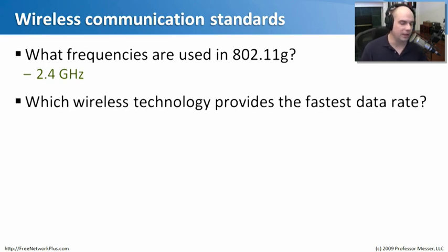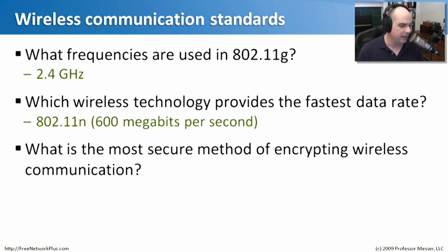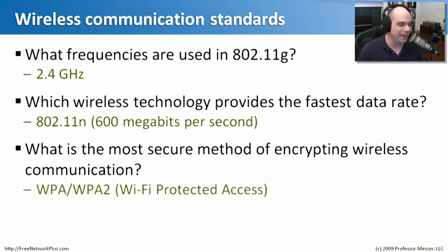Which wireless technology provides the fastest data rate? There were four that we were concerned with, 802.11a, b, g, and n. Which one was fastest? Do you remember? Well, it was the latest. It's 802.11n at 600 megabits per second. And finally, what is the most secure method and the only one you should be using for encrypting your wireless communication? Well, that's WPA or WPA2 in its final form, something called Wi-Fi Protected Access.